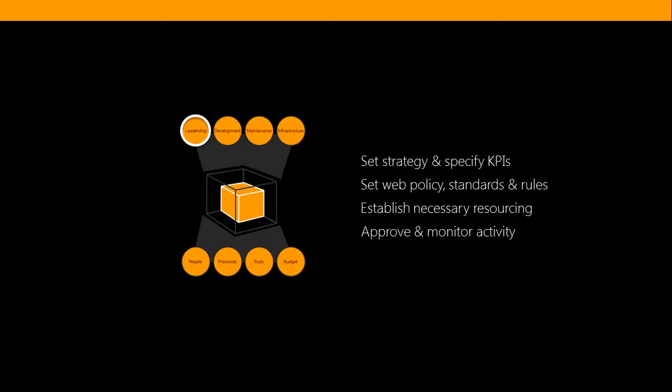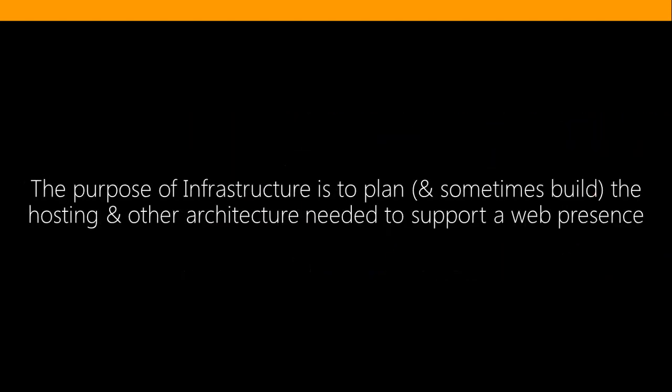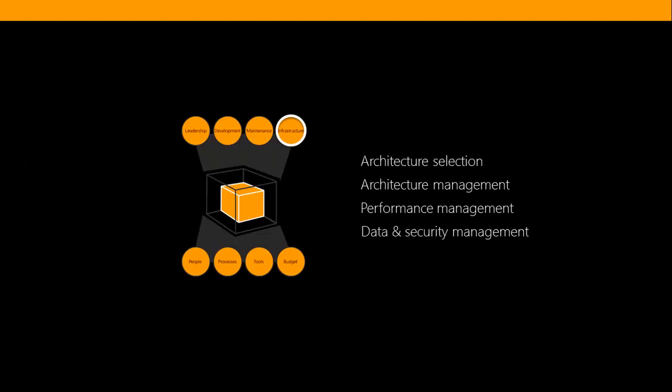And finally, providing a secure foundation for all online operations is infrastructure. The purpose of infrastructure is to plan, and sometimes build, the hosting and other architecture needed to support a web presence. In this regard, it encompasses 4 subtasks: architecture selection, architecture management, performance management, and data and security management. On many small to mid-scale sites, this entire category of activity is now outsourced, simply because hosting is such a commodity service. So that covers all the subtasks within the primary activities of governance.